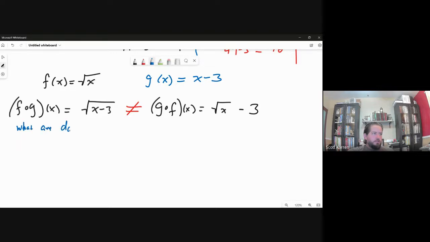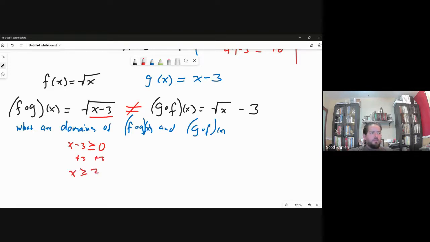Okay? But we might also be asked, what are the domains of f composed of g and g composed of f? What are those? Well, it's easy to see. The function here, x minus 3 under the square root, is restricted. It has to be greater than or equal to 0. And so we can treat this like a regular inequality and just solve it. So there's my domain. X has to be greater than or equal to 3, or if you like, in interval notation, bracket 3 to infinity, parenthesis.